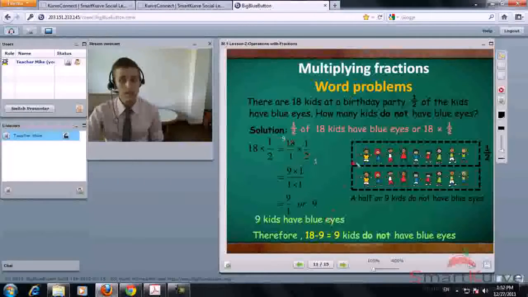But the question said, how many kids do not have blue eyes? Well, we know that there were 18 kids total. We know that 9 have blue eyes. So subtract 9 from the total number of kids. 18 minus 9. 9 kids do not have blue eyes. If 9 kids have blue eyes, 9 kids do not have blue eyes.